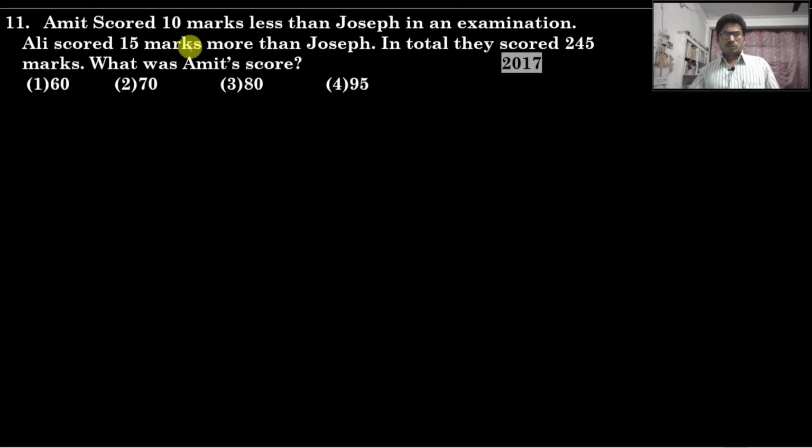11th, Amit scored 10 marks less than Joseph in an examination. Ali scored 15 marks more than Joseph. In total, they scored 245 marks. What was Amit's score?